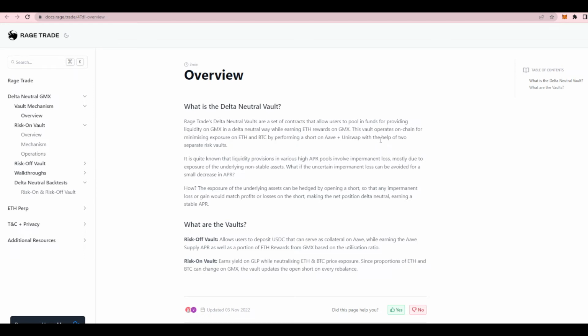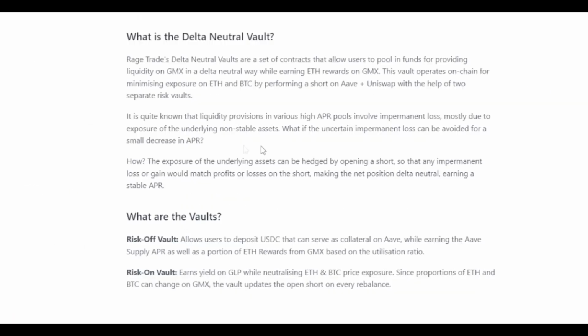Another cool thing that Rage Trade is looking to build is a delta neutral vault. So if you're familiar with Umami, they were basically offering a similar thing, which is delta neutral vaults that sit on top of GMX. And Rage Trade is looking to offer something similar. So you'll have a risk off vault. This will allow users to deposit USDC that can serve as collateral on Aave while earning the Aave supply APR, as well as a portion of ETH rewards from GMX based on utilization ratios.